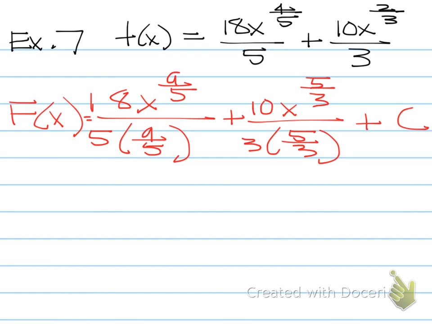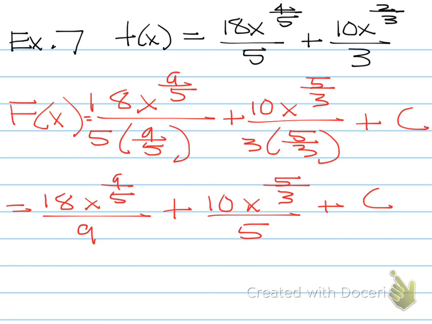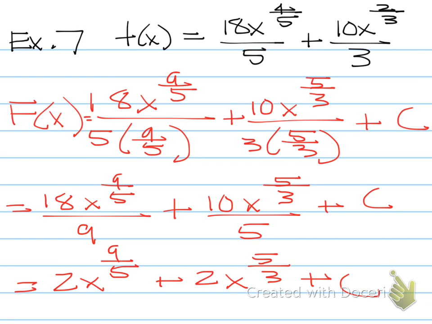All right, and 5 times 9/5 is just 9. 3 times 5/3 is just 5. 18 divided by 9 is 2. 10 divided by 5 is 2. And we have the antiderivative of the function.